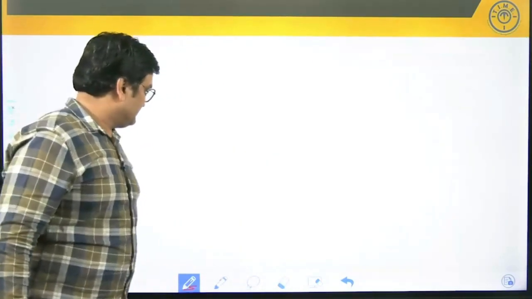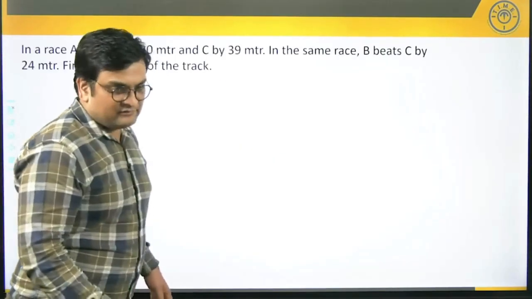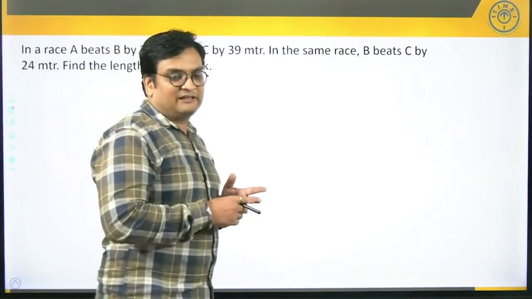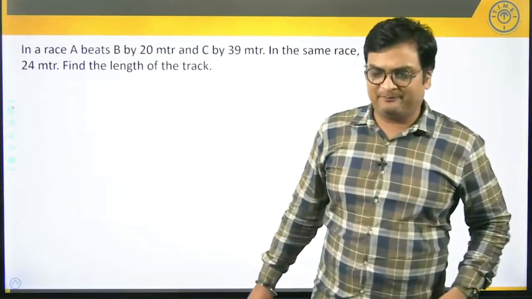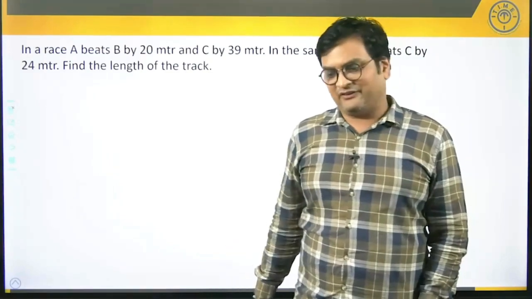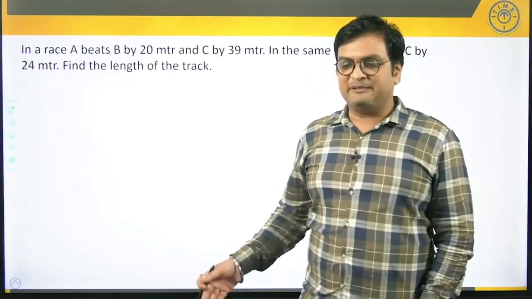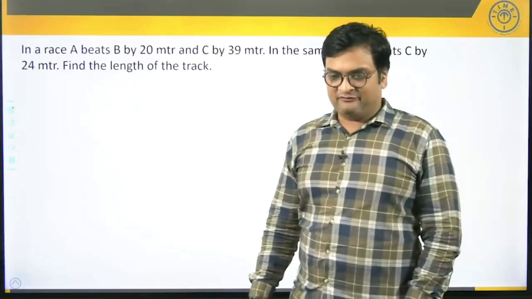Now we will start with the question that we have. If you look at this question: if in a race A beats B by 20 meters and C by 39 meters, in the same race B beats C by 24 meters, find the length of the track.